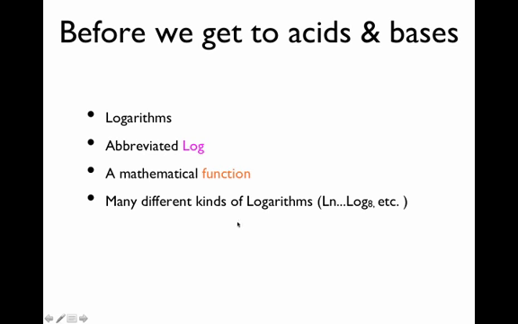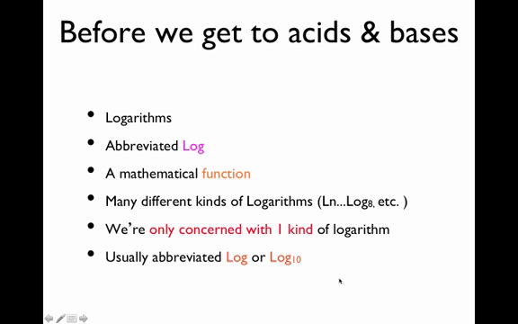There are actually many different kinds of logarithms. They have slightly different variations on the spelling. One is ln, which stands for natural logarithm. You don't need to know any of this. We are only concerned with one type of logarithm, and that is usually either abbreviated log or log with a subscript of 10. These two things mean the same thing. And we'll get into what they mean on the next slide.